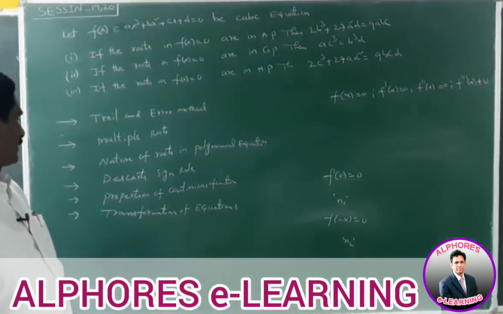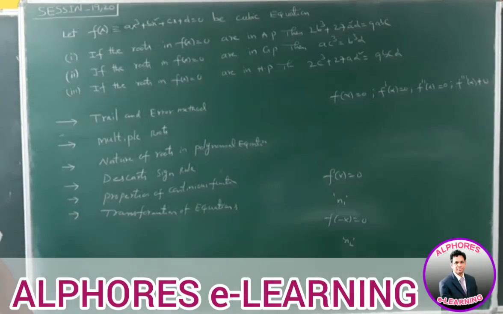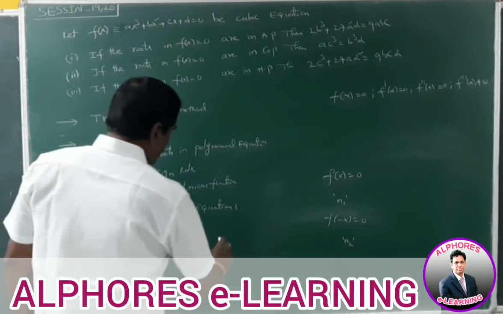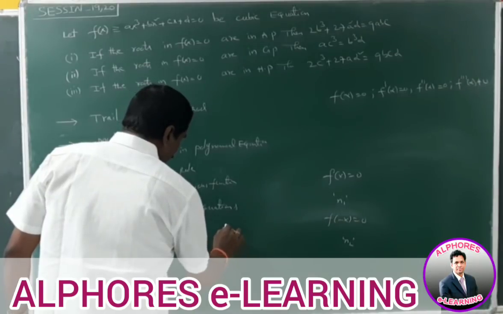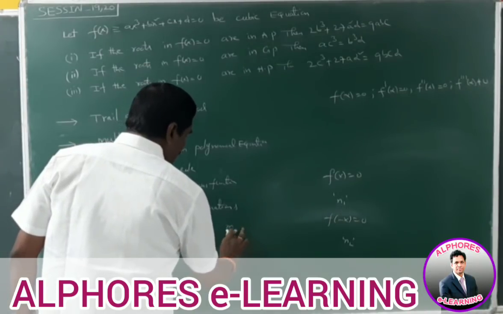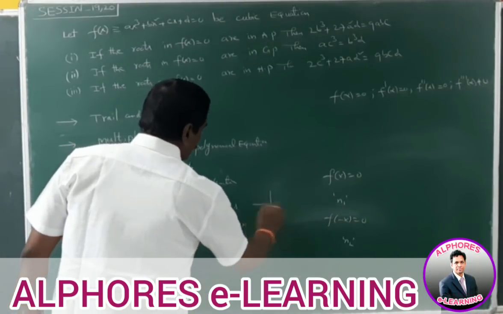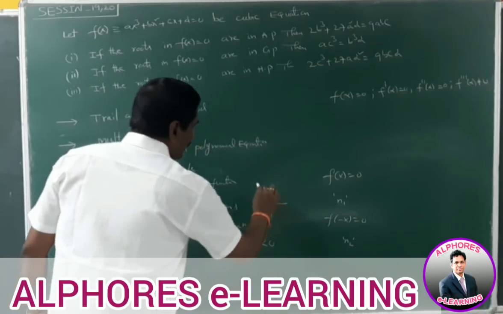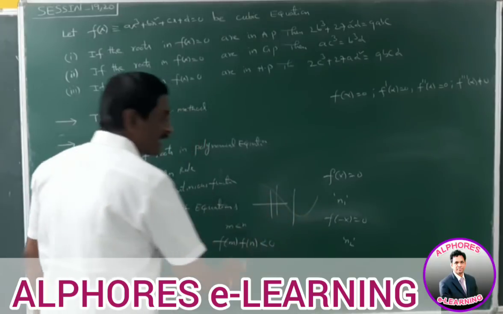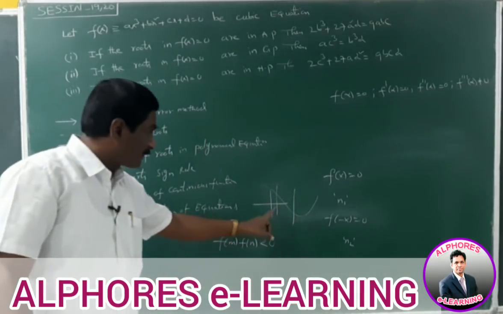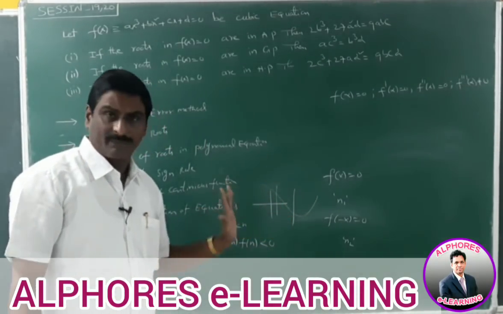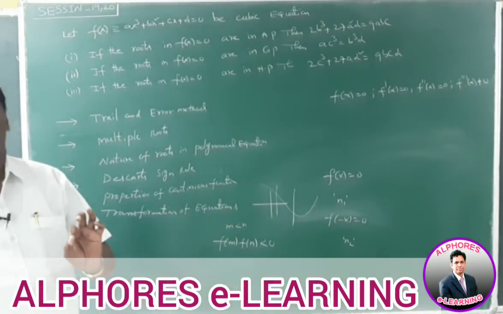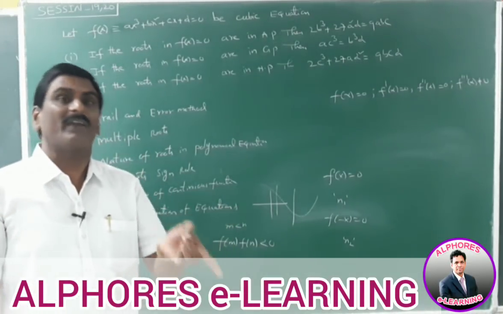Okay. Next, properties of continuous functions. Suppose m comma n are two numbers such that m is less than n. If f of m into f of n is less than 0, that means f of m is positive, f of n is negative or reverse. In this case, we get an odd number of roots in between m and n.